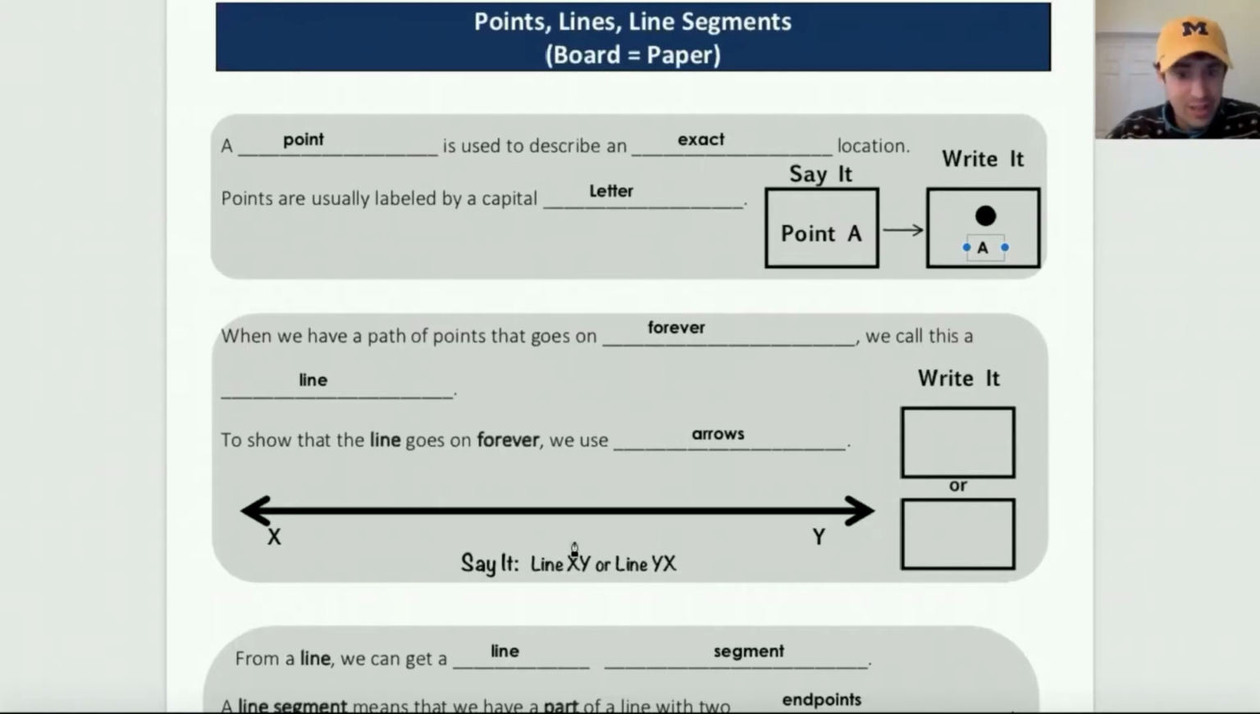So when I write line XY, I would first type XY, but then I would make sure that I have an arrow going on forever here to show that this line goes on forever. And it has a line and arrows just like that. So when I write it out, it looks like line XY, or I could say line, so I have my arrows there, line, and I would do YX. Either way, I'm still writing out the same line.